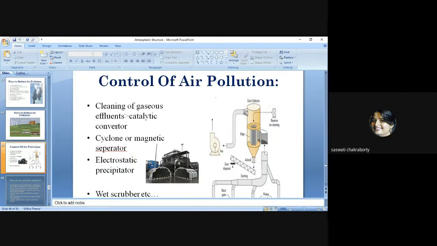Control of air pollution. See, cleaning of gaseous effluents, catalytic converter. What this catalytic converter does is this: the gaseous effluents liberated from the industry pass through the catalytic converter, which converts them into byproducts that can actually be used otherwise.